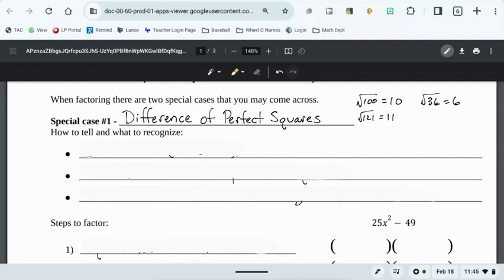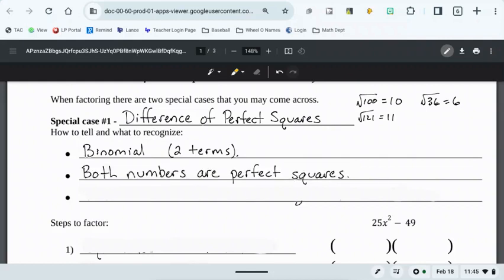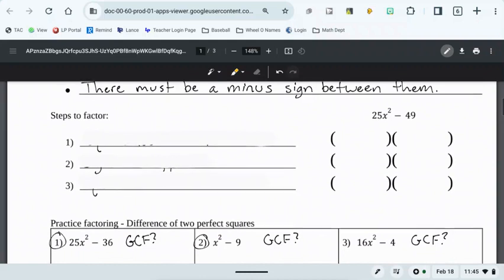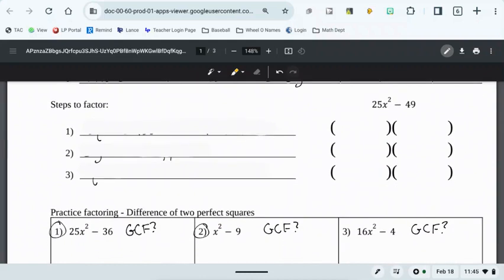So the first thing to recognize is that we must have a binomial, right? Two terms. The second thing we need to notice is that both numbers are perfect squares. And then the third thing, we mentioned it already, there must be a minus sign between those perfect squares. So difference, minus sign, perfect squares. And for this unit that is the only time that we are going to be factoring binomials unless we have a GCF. So steps of factoring, we did discuss in previous notes that we always start with a GCF.